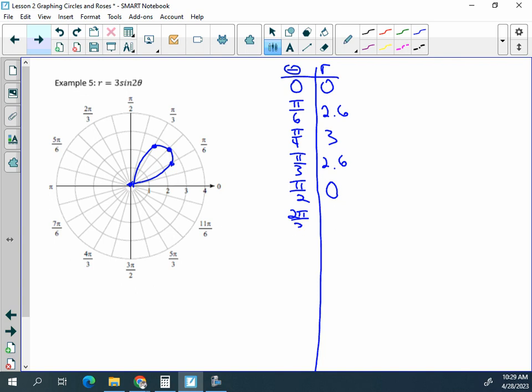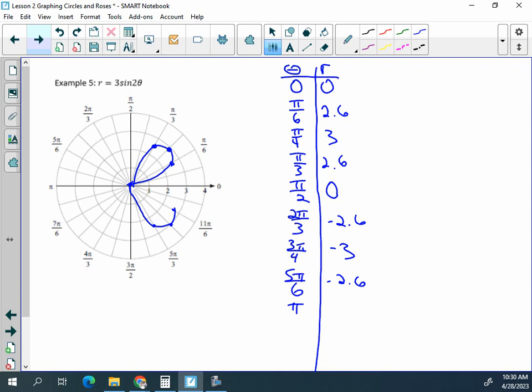2 pi over 3, multiply that by 2, that's 4 pi over 3, where sine is negative. Square root of 3 over 2 times 3 is going to be negative 2.6. So at 2 pi over 3, we're going out negative 2.6. At 3 pi over 4 times 2, that becomes 3 pi over 2. Sine of 3 pi over 2 is -1, times 3 is -3. Okay, you can probably figure out where the next one's going. When we plug in 5 pi over 6, we're going to get out -2.6.